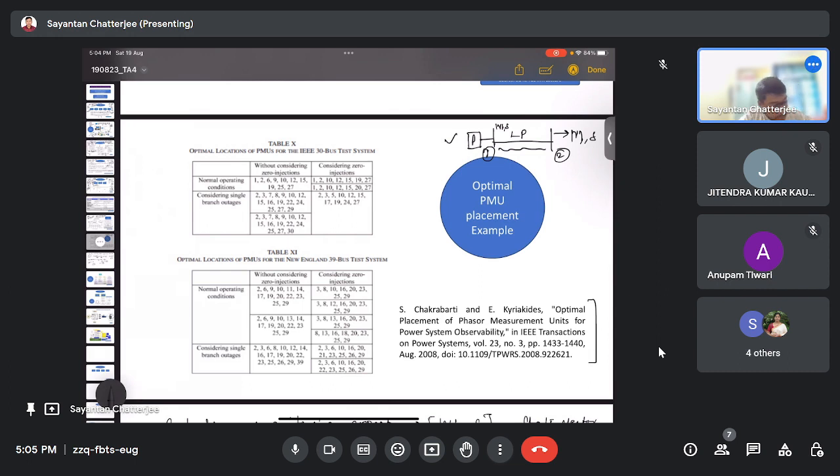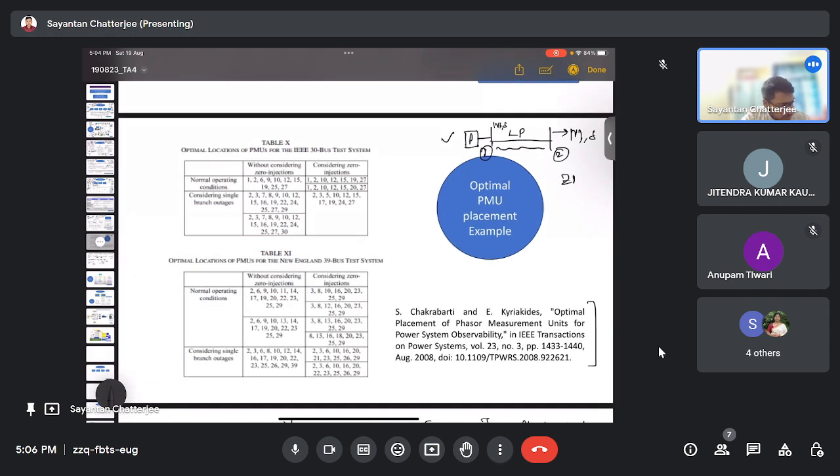Another thing is zero injection buses. So what are zero injection buses? ZIBs, zero injection buses, are those buses where the net power injection is zero. The advantage is that these zero injection buses can be treated as perfect measurements for these problems, with no standard deviation, or rather a very small standard deviation, generally considered to be zero or nearing 0% standard deviation. So these can be considered perfect measurements.